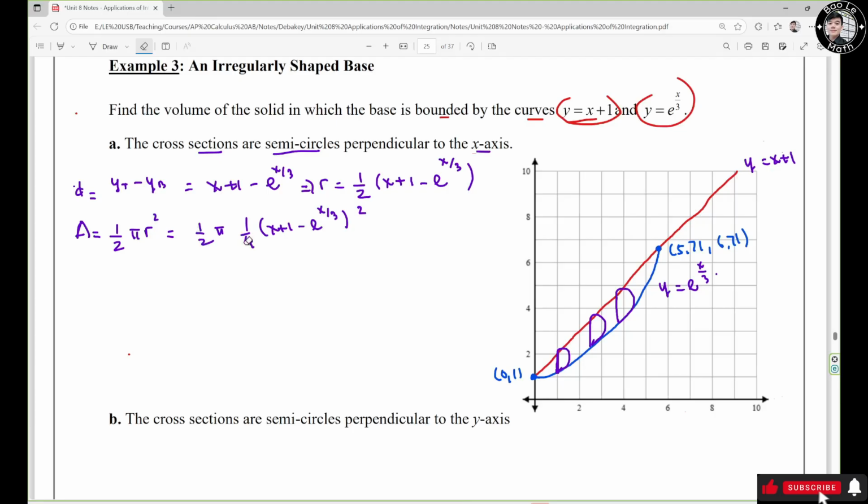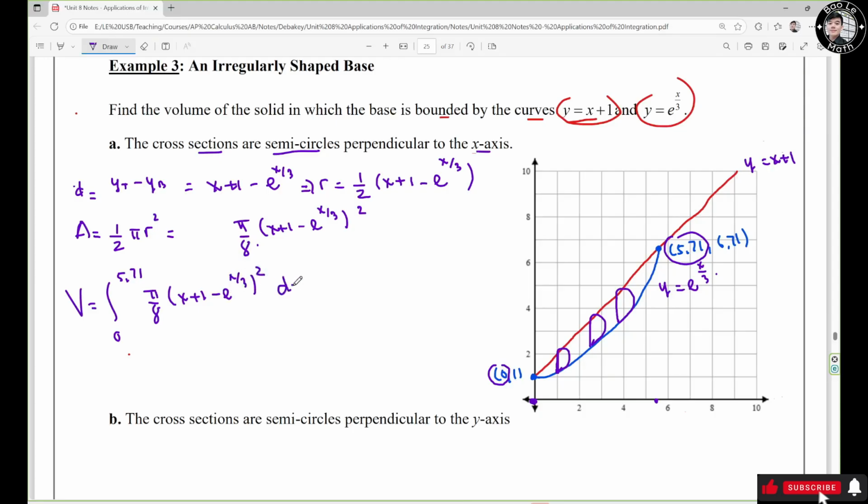Now 1/2 times 1/4 is going to be 1/8 times pi. It's going to be pi over 8 right here. Now the volume is going to be the integral from the left endpoint, which is 0, to the right endpoint, which is 5.71, of pi over 8 times s plus 1 minus e raised to the s over 3, all together squared, ds.